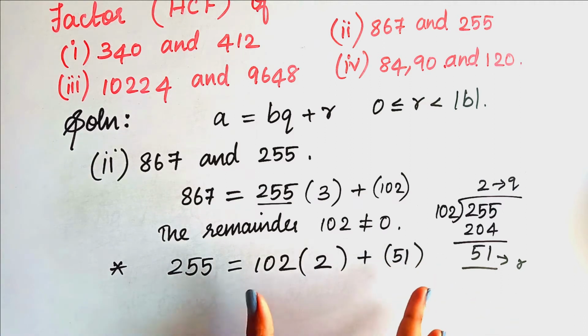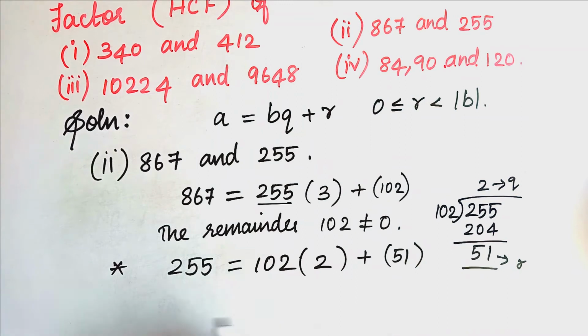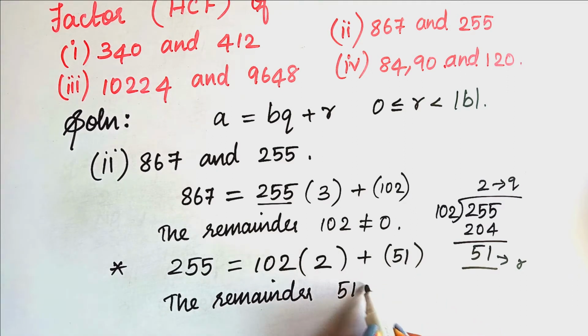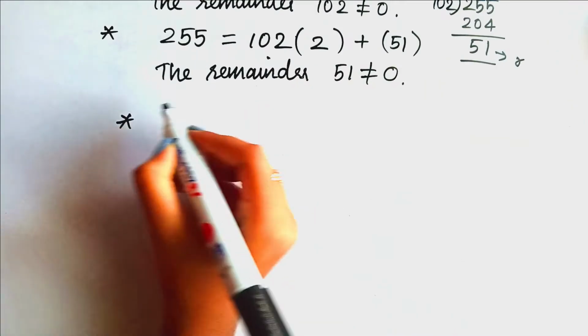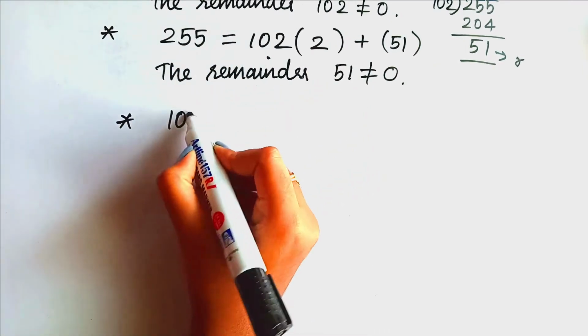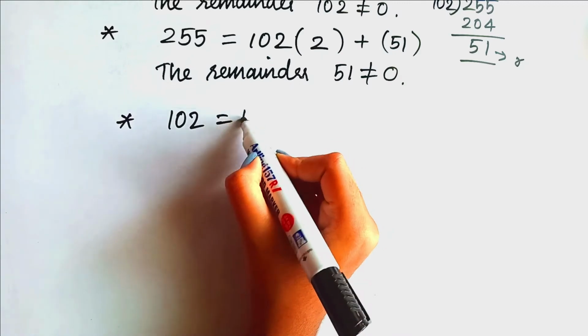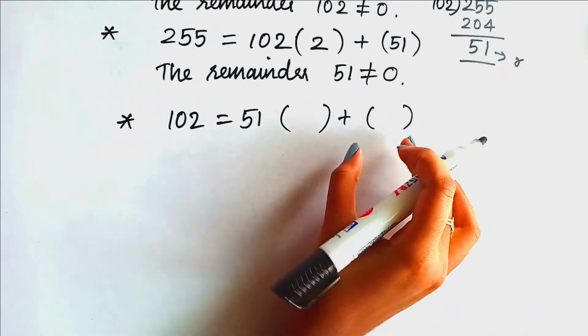Okay, so we are substituting this according to our Euclid's division lemma, and then here you can see that the remainder is 51, which is not equal to 0. So we have to put another step here. This time we have to put 102 here in the place of a, and in the place of b you will put the remainder 51, and you have to find the quotient plus the remainder.